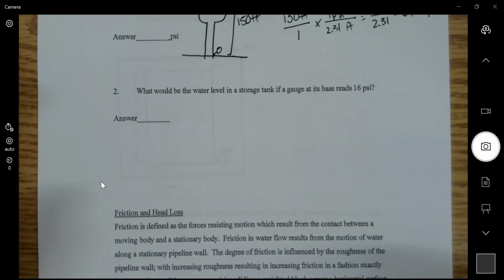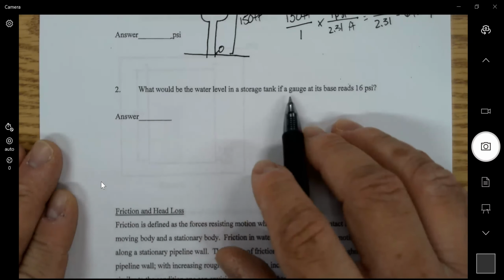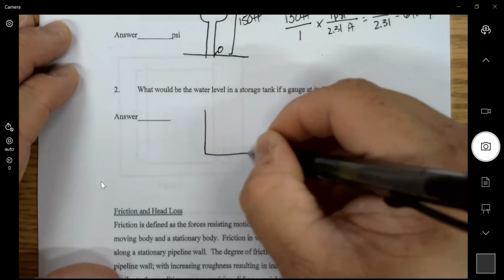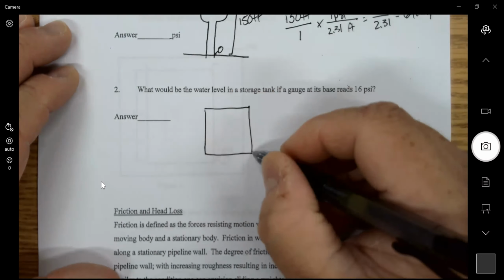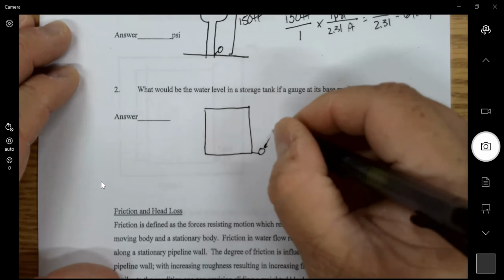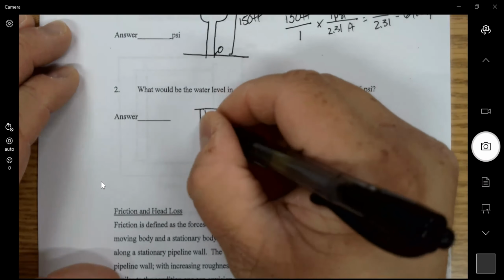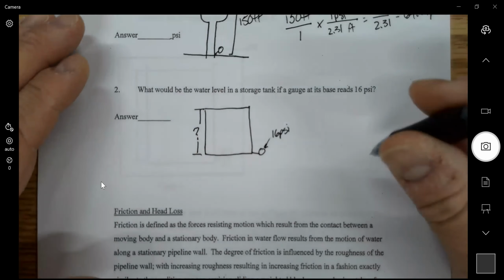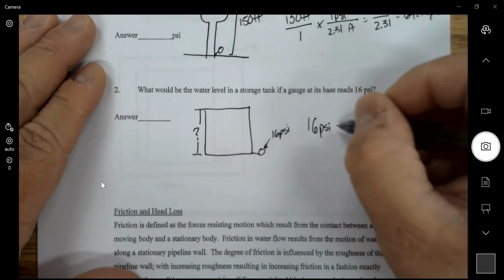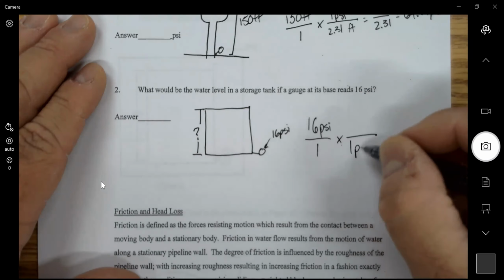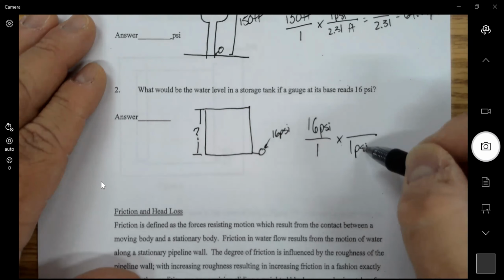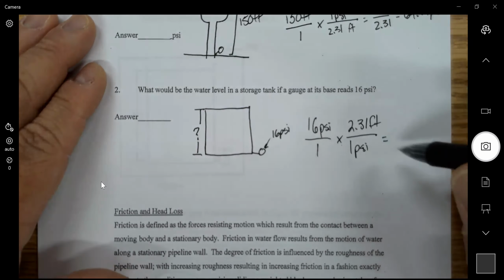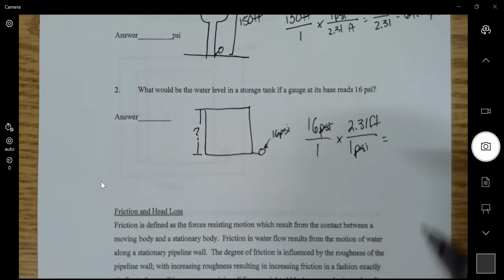All right, it's been 3 minutes. What will the water level be in a storage tank if the gauge at the base reads 16 psi? I don't know what kind of tank we have here, so we're just going to build an awesome tank like that. Down here it says 16 psi, but what we don't know is how tall it is. That's what we're looking for. I'm starting with 16 psi over 1. The 1 psi is up on top, so it has to be on the bottom to cancel: 1 psi equals 2.31 feet. So the psi cancel. 16 times 2.31.